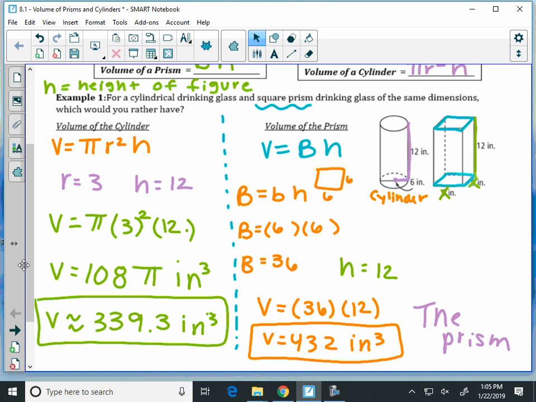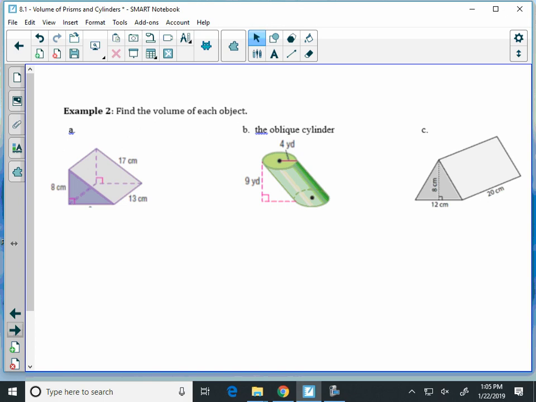So let's take a look at some more. We're going to skip A. We're going to do that one last because that's a little bit trickier. But we're going to do B and C, and then we'll save the harder one for last. If we take a look at B, we want to find the volume of all these figures. And it tells us what the figure is in B. It's an oblique cylinder, meaning it's slanted.